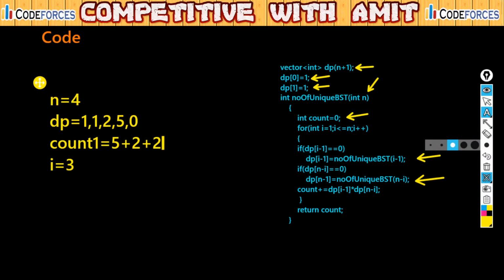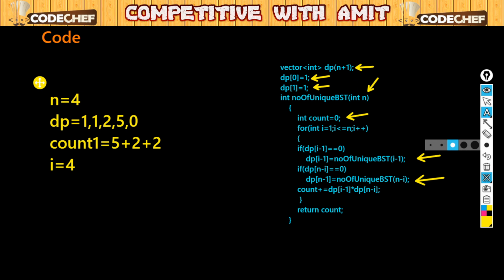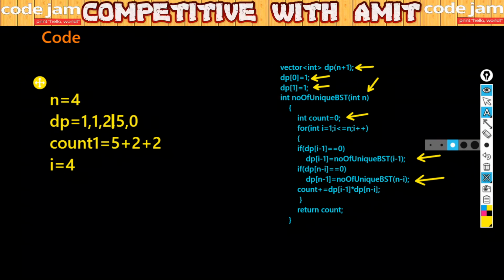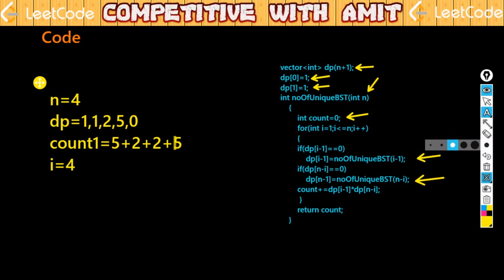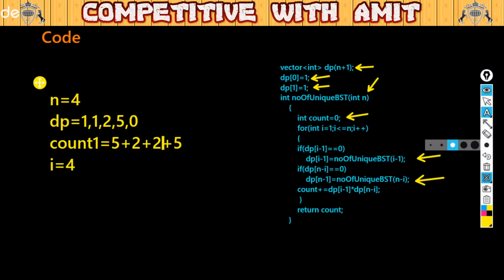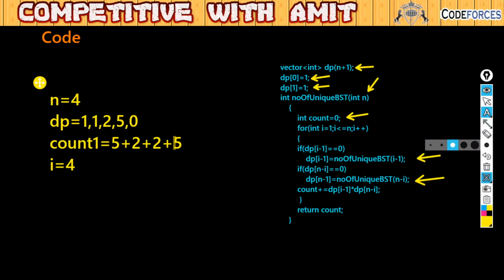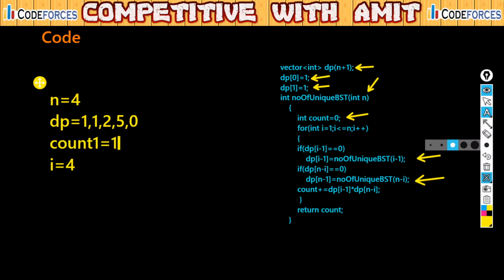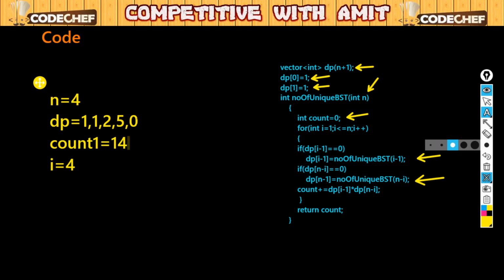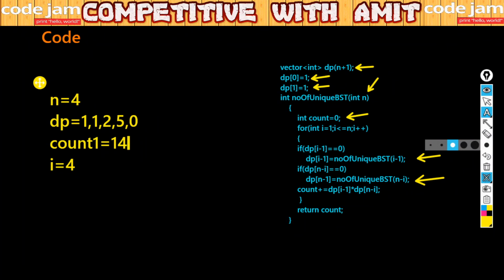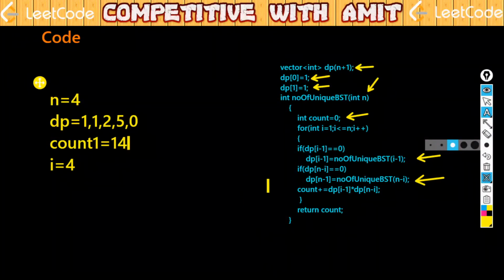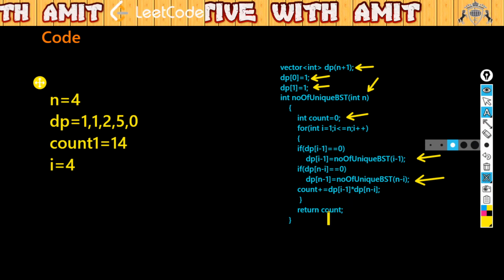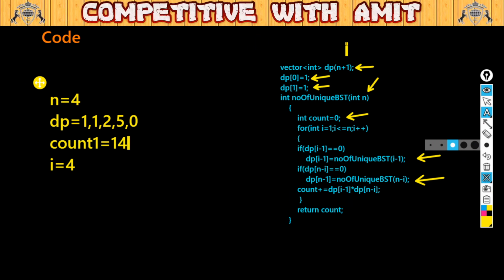After that again this loop will run, I equals 4. So this 5 will be multiplied by 1, so 5 multiplied by 1 is again 5. So 5 plus 2 plus 2, it will be 14. So count will be 14 at the end. Now if I want to directly return the value, I can directly return it. So this will be returned to our main function, and then that function will return the value.